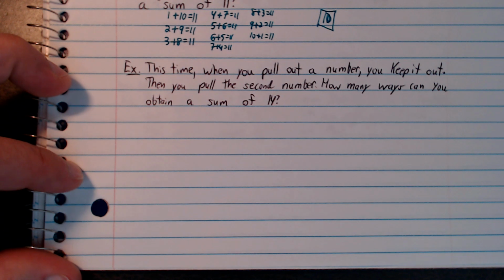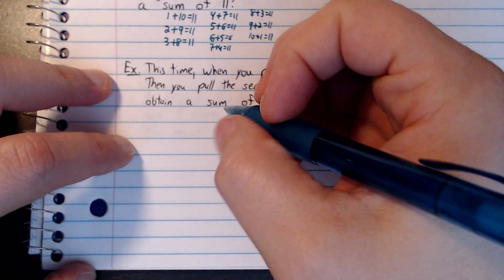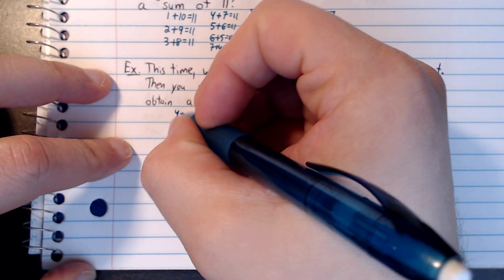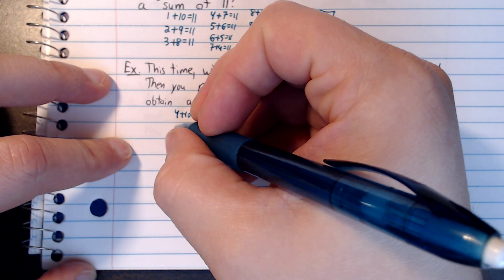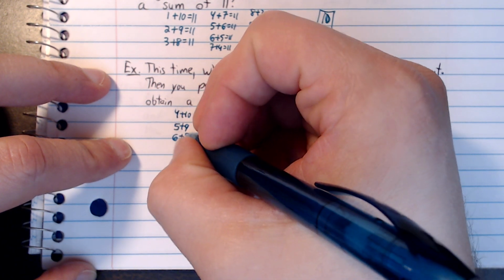Right, this time when you pull out a number, you're going to keep it out. You're not going to replace it. Okay, but then you're going to pull out a second number. Now how many ways can we obtain a sum of 14? Well, we already know from earlier, right? We would have 4 plus 10. We could have 5 plus 9, 6 plus 8.